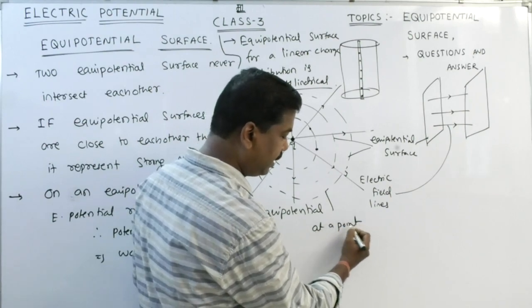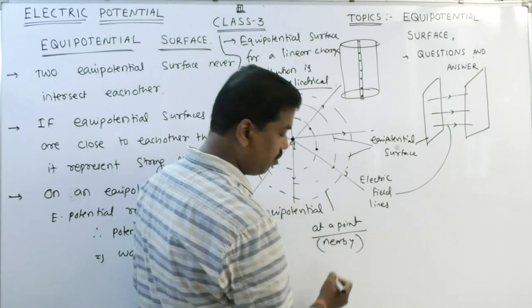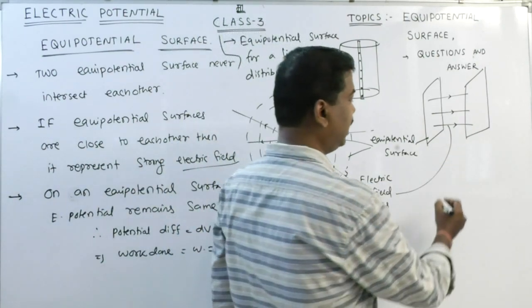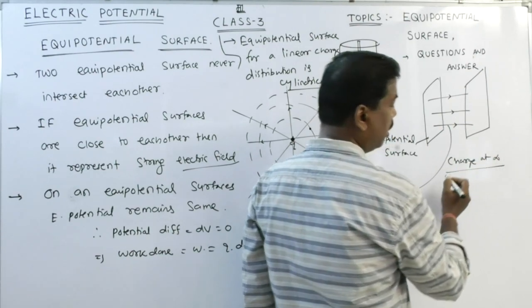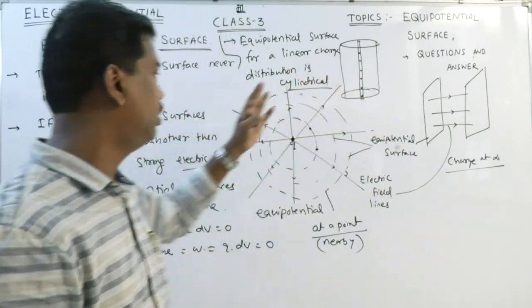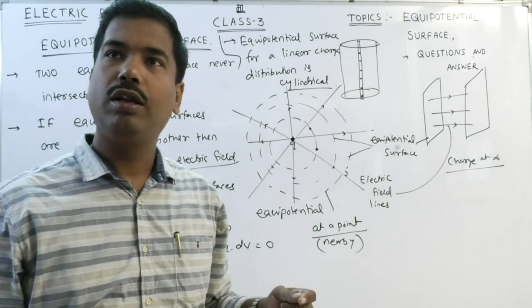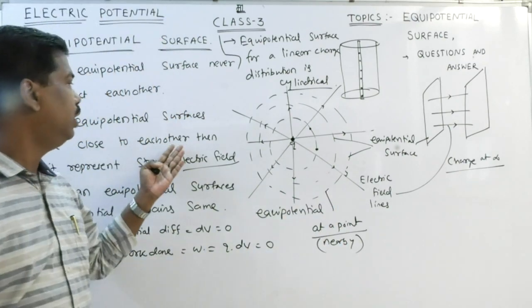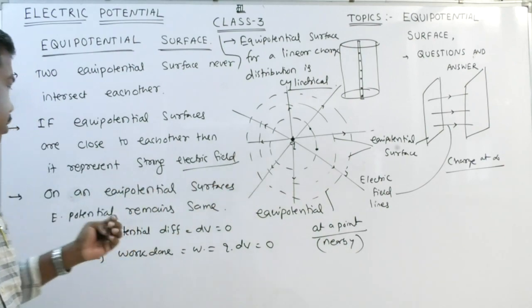That is, charge at a point, or I can write it as nearby. Okay? If the point charge is at infinity, then the equipotential surfaces are planes. Two equipotential surfaces never intersect. Clear? Or if equipotential surfaces are close to each other, then it represents a strong electric field.